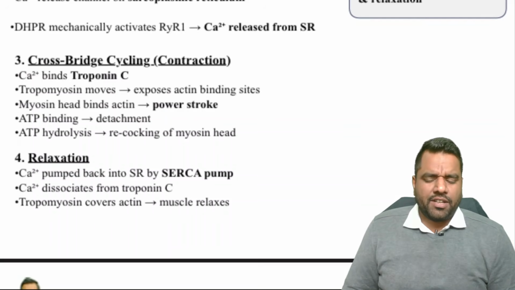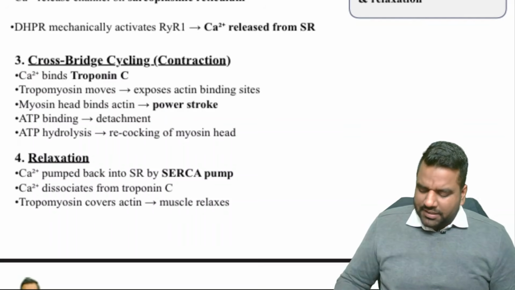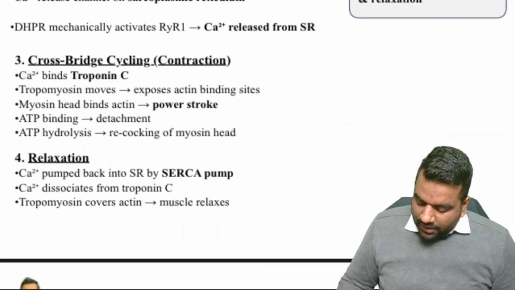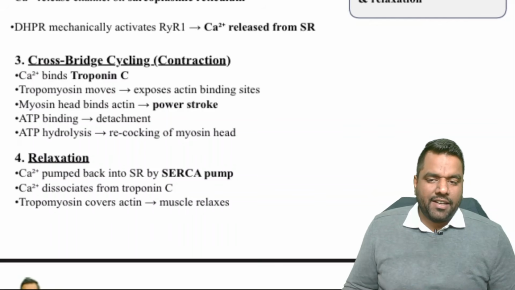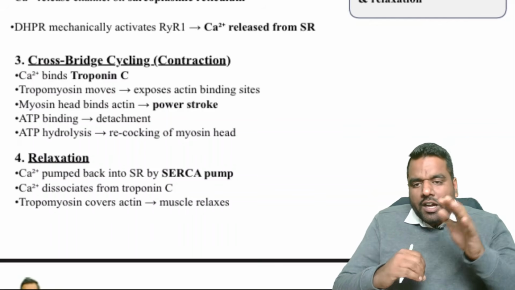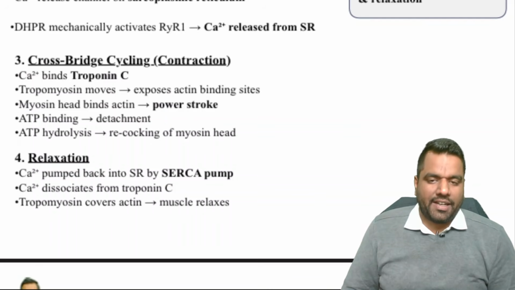And during the relaxation, calcium is pumped back into the sarcoplasmic reticulum via the SERCA pump, and this calcium dissociates from the troponin C. Tropomyosin will come back, cover the actin, and the muscle gets relaxed.